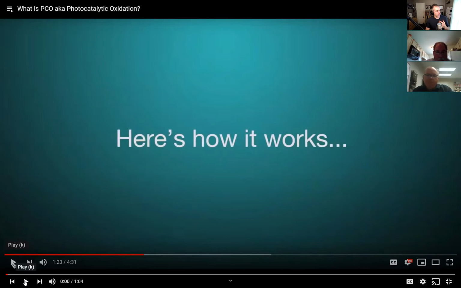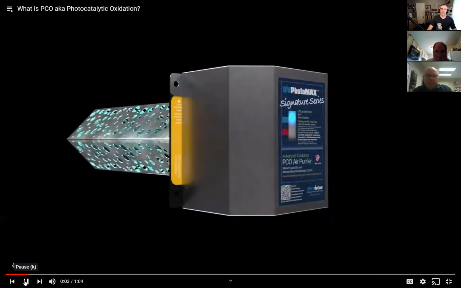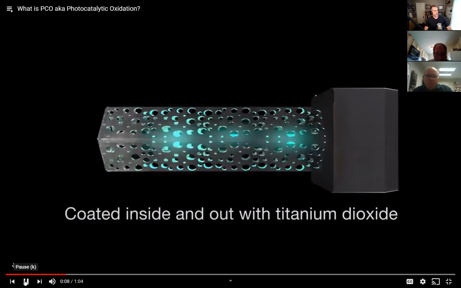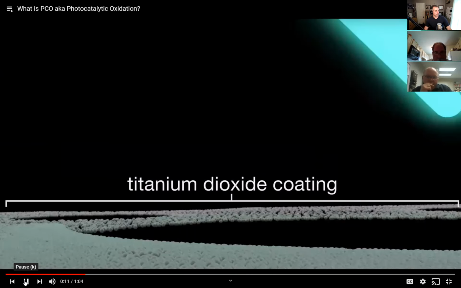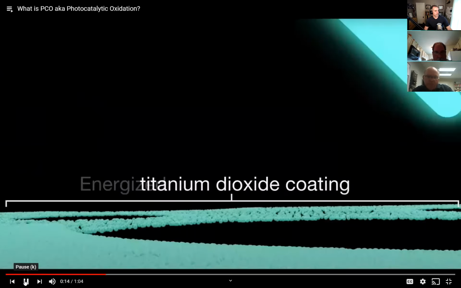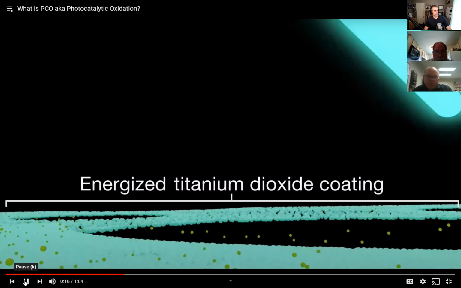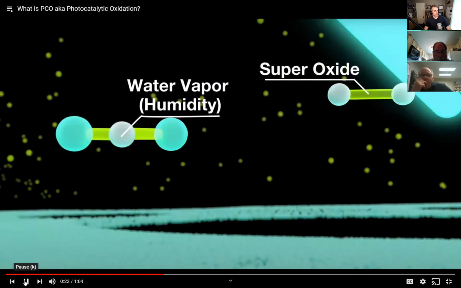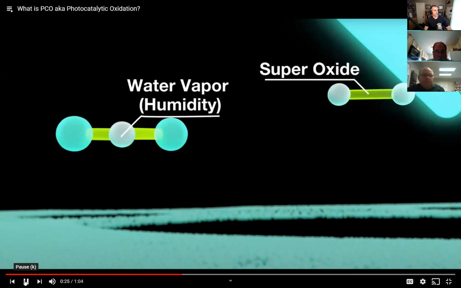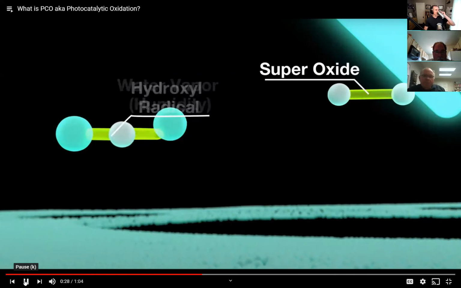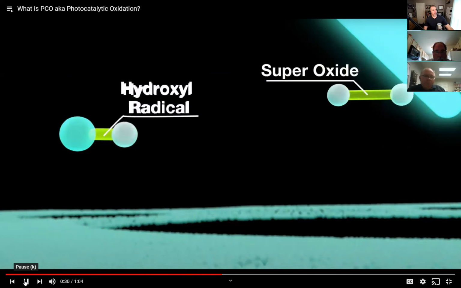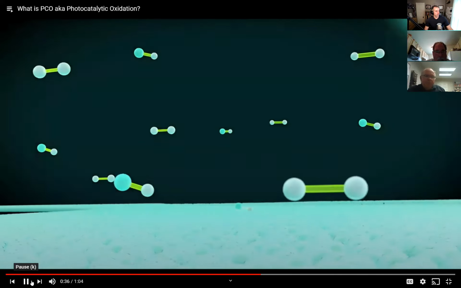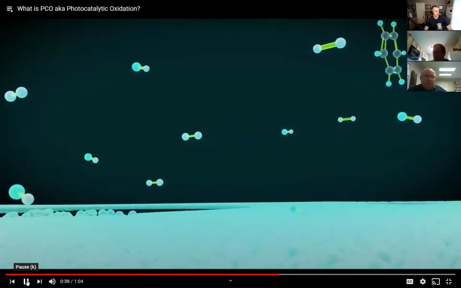Very short and sweet. Here's how it works. The UV Photomex Advanced Oxidation Module is coated with an exclusive titanium dioxide formulation. When UV light is applied to the surface, the titanium dioxide coating becomes energized, causing it to release electrons. The electrons then combine with oxygen to create what are known as superoxides. The titanium dioxide then collects replacement electrons from moisture in the air to become charged particles known as hydroxyl radicals. Together with the superoxides, a powerful photocatalytic oxidation, or PCO, field is created.